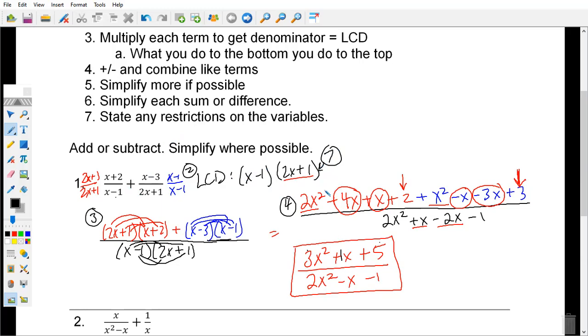So looking at my LCD, what are the restrictions that X cannot be? X cannot equal 1, and X cannot equal negative what? -1/2, because I would have to subtract the 1 and then divide by 2, because the goal is to get X by itself. So again, these are coming from the fact that I would have X minus 1 equals 0 and 2X plus 1 equals 0. And what do I have to do to get X by itself?